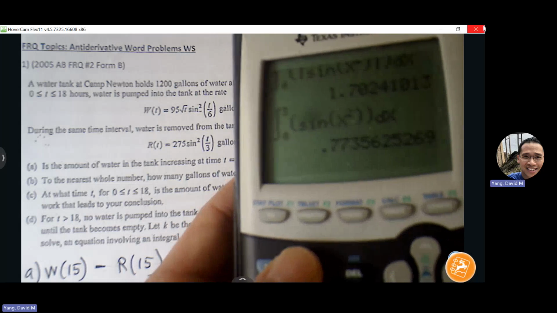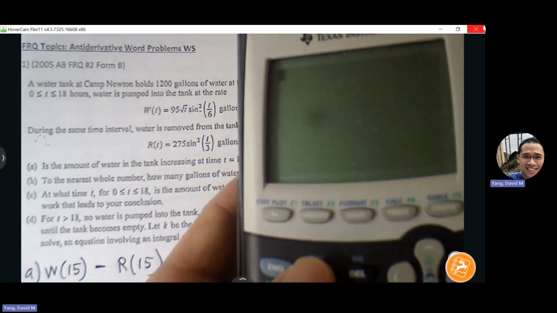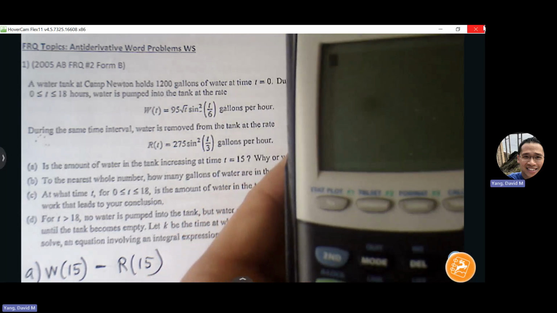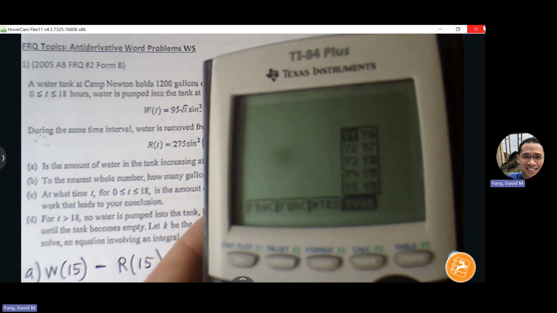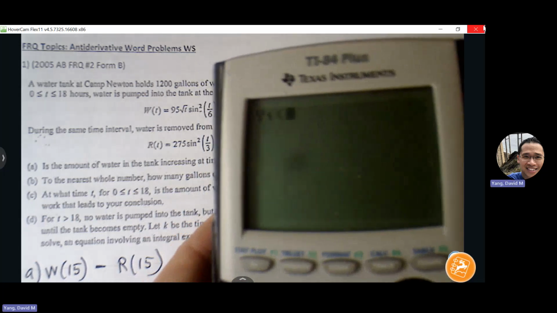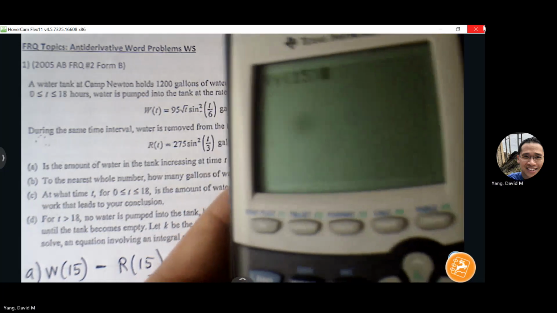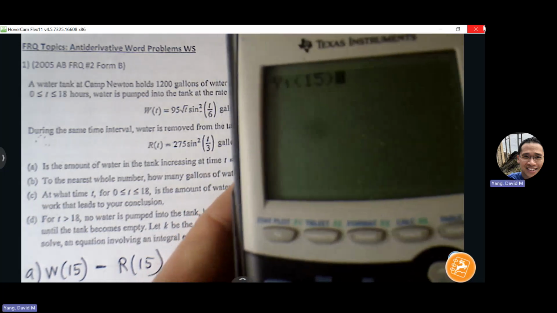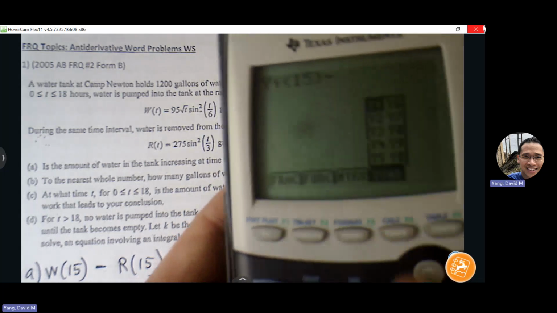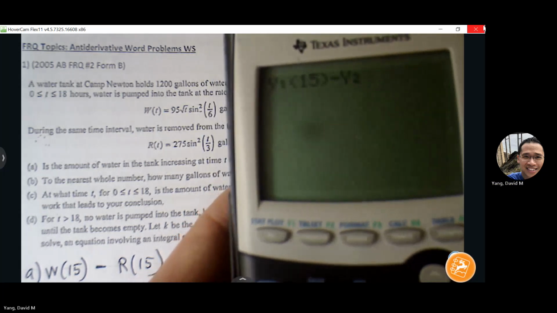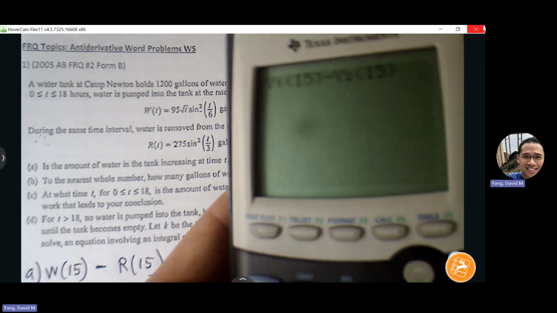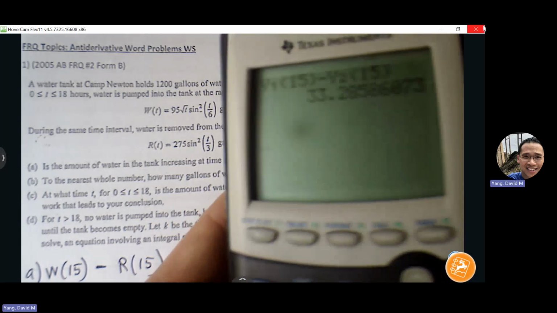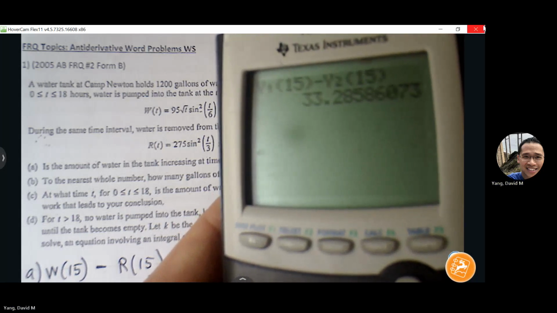So I'm going to go back to my home screen, my main screen, second mode. And now I'll do alpha trace. I'm going to call y1, and I'm just going to insert in 15. I'm going to go minus alpha trace y2, 15. So I'm basically doing W of 15 minus R of 15. Let's see which one. So we get a positive number. What does that mean?